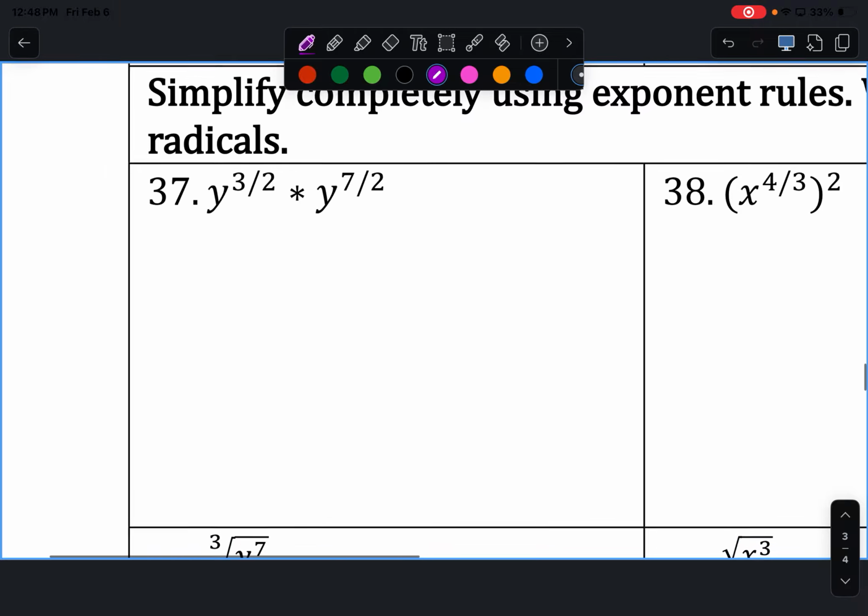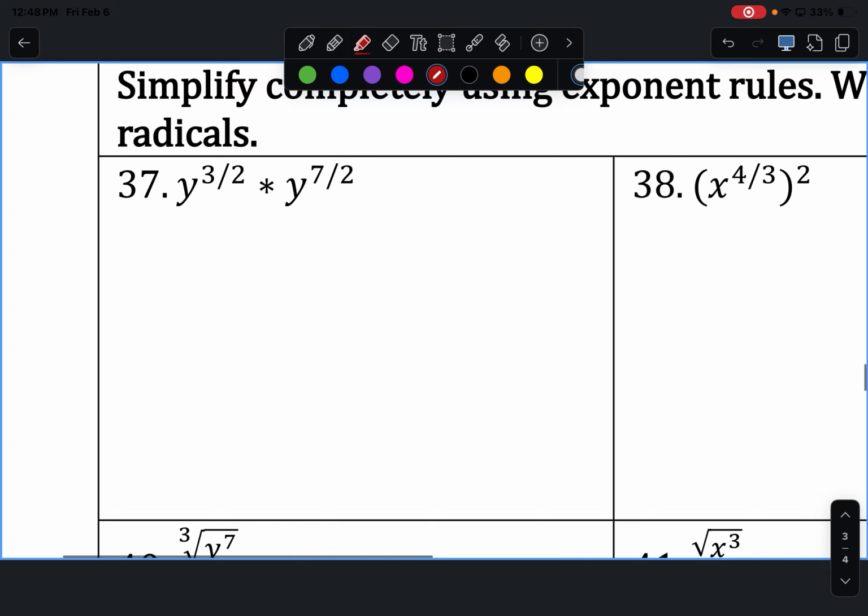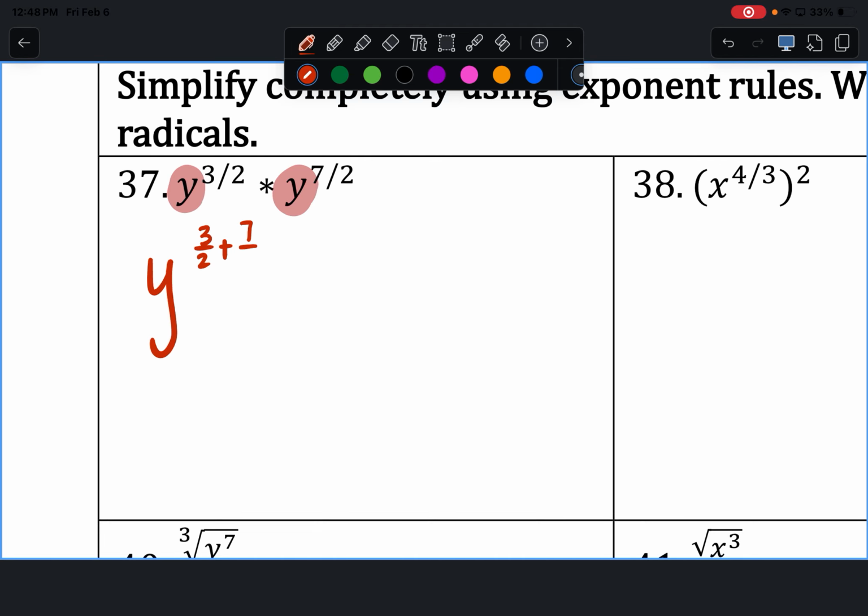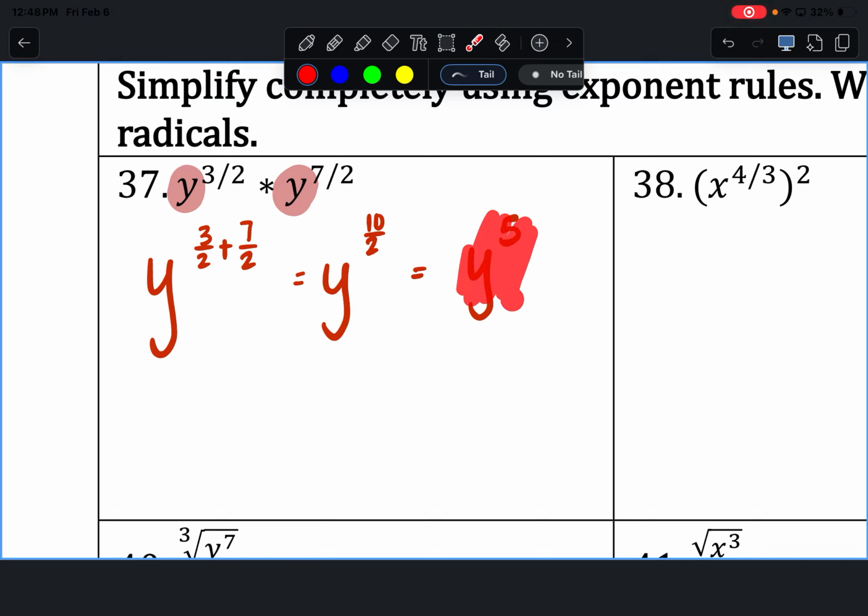For number 37, we both have a base of y. What do I need to do with those exponents when I multiply? Add. So we have y to the 3 over 2 plus 7 over 2. So we get y to the 10 over 2, which gives us y to the 5th. Is there any point of me writing y to the 5th as a radical? No. If it's written like that, leave it like that. The only thing you have to write as a radical is those exponents that are fractional.